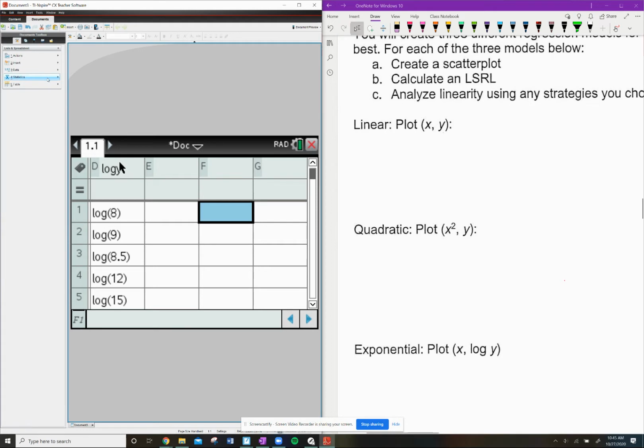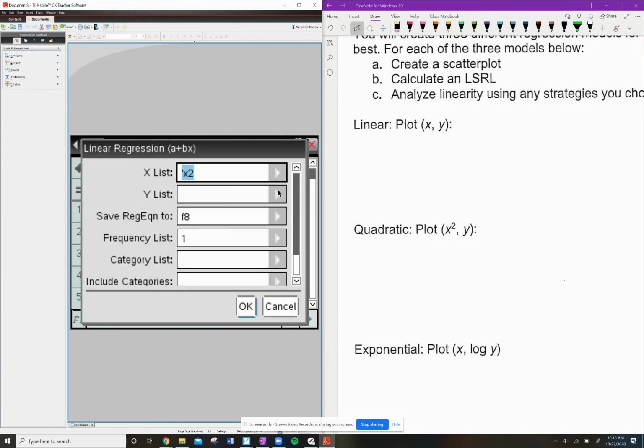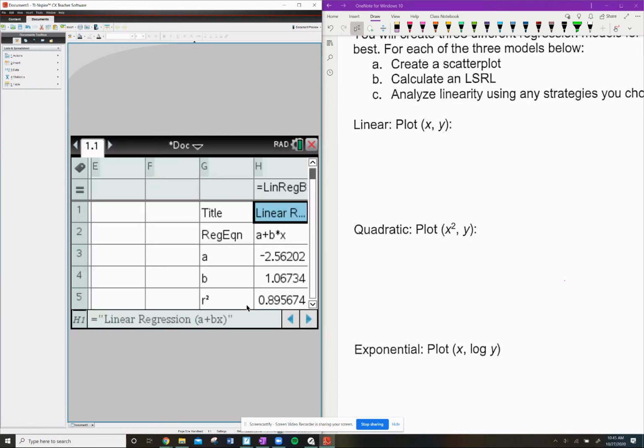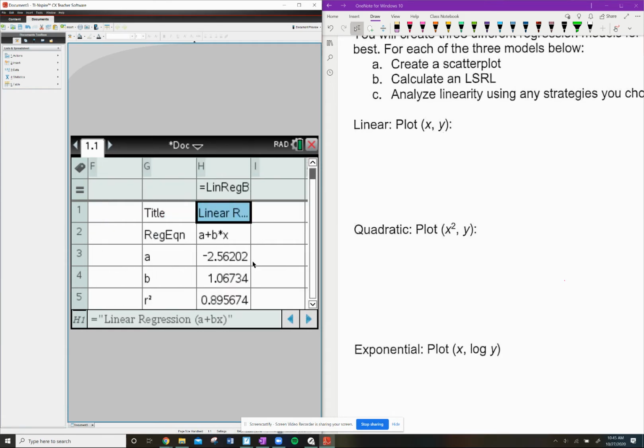On my calculator, I would do statistics, stat calculations, and we still choose linear regression. So I choose linear regression, except this time my X variables are all the X squared values. And then for Y, I would still choose the Y output. And I get this. Remember, your calculator will output all your data for you.